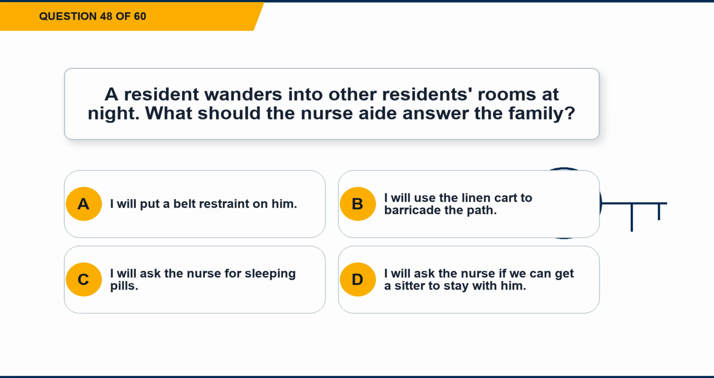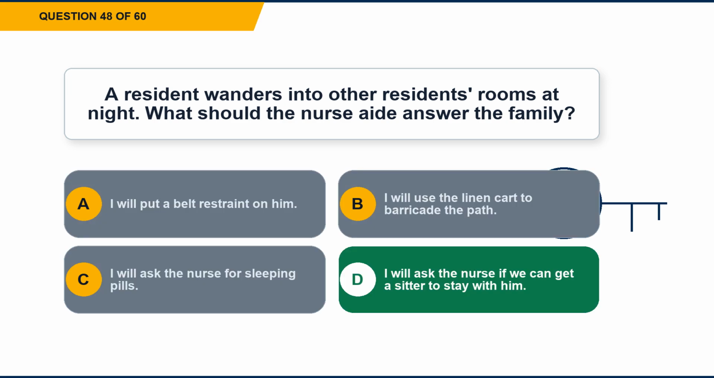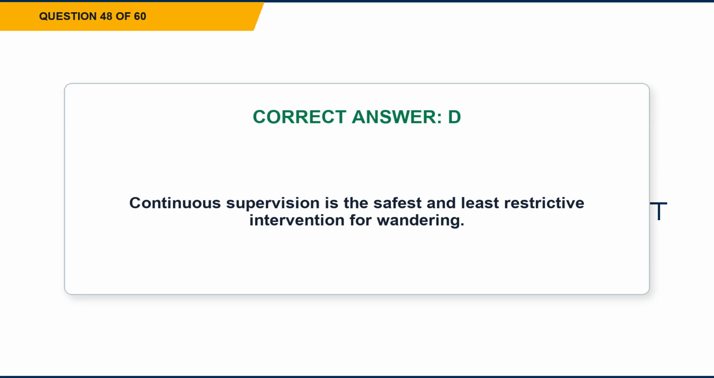Question 48. A resident wanders into other residents' rooms at night. What should the nurse aide answer the family? Option A, I will put a belt restraint on him. Option B, I will use the linen cart to barricade the path. Option C, I will ask the nurse for sleeping pills. Option D, I will ask the nurse if we can get a sitter to stay with him. The correct answer is option D, I will ask the nurse if we can get a sitter to stay with him. Explanation. Continuous supervision is the safest and least restrictive intervention for wandering.